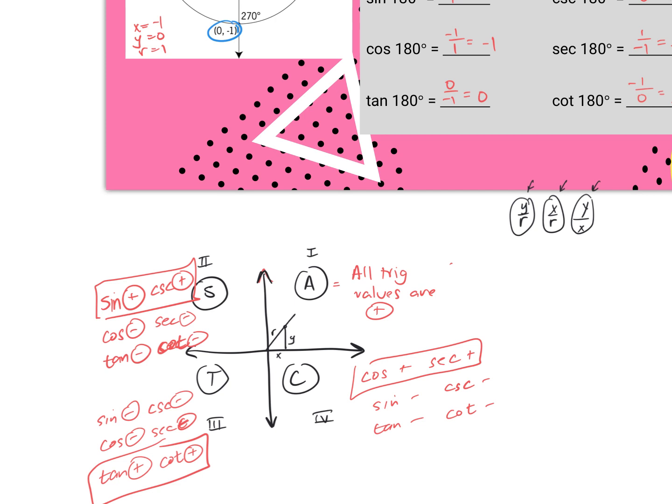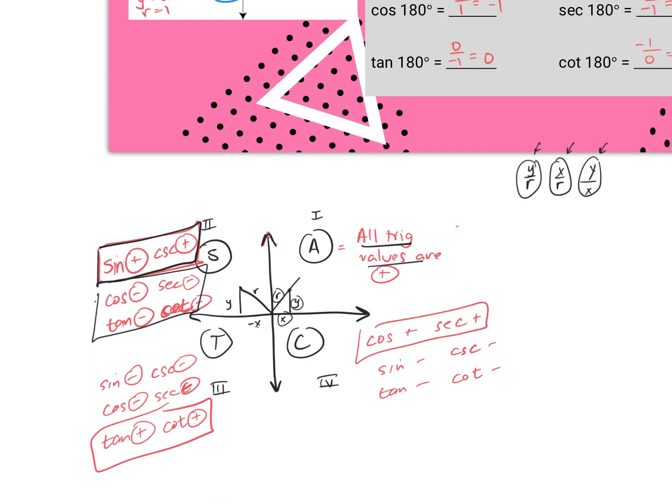So here, if x is positive, y is positive, and r is positive, all my trig functions are going to be positive. When I go into quadrant 2, my x is negative, my y is positive, and my r is positive. So anything that deals with y and r together, i.e. sine and cosecant, is going to be positive. Anything that has x in it is going to end up being negative. And I can kind of prove that as I go through all of them. And so that's where this comes from.